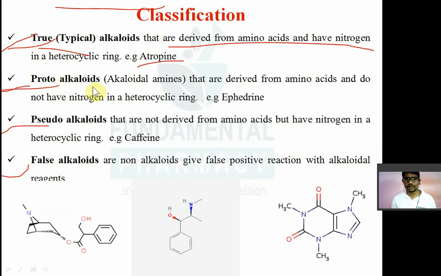Now proto-alkaloids, the second one. They are known as alkaloidal amines, and they are derived from amino acids and do not have nitrogen in the heterocyclic ring. For example, ephedrine.